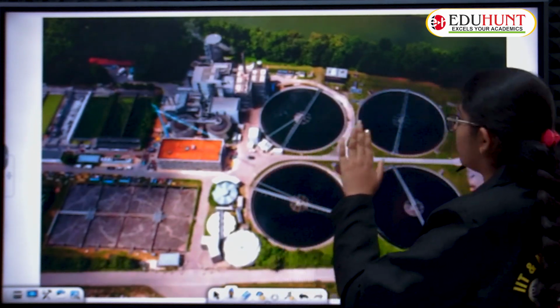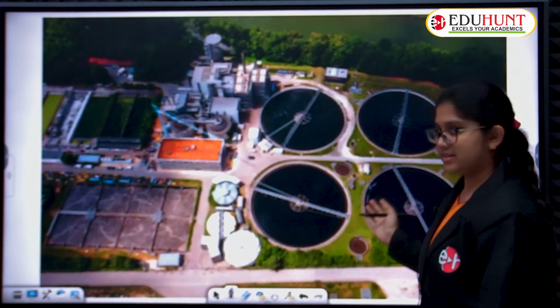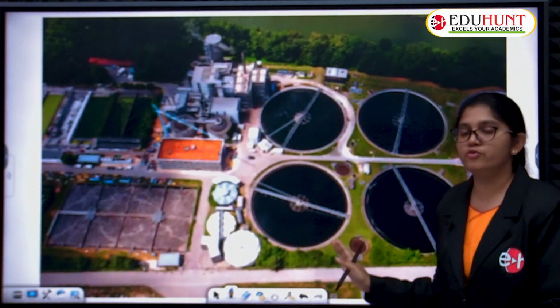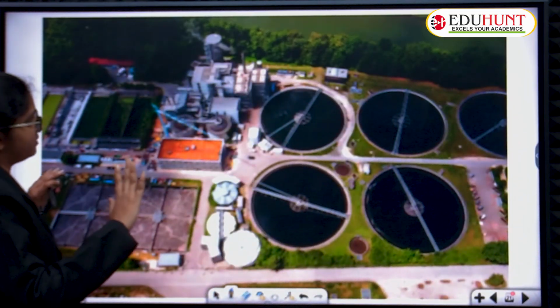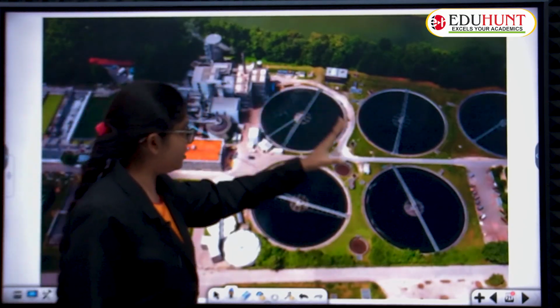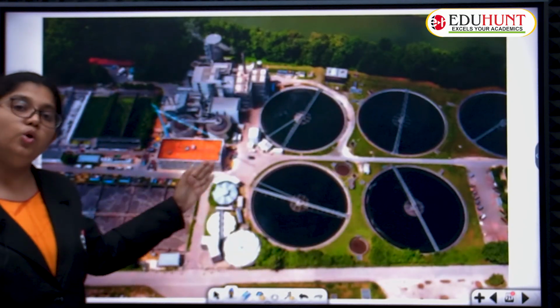Here is a picture from the top of the sedimentation and all these things. Okay, the plant, which means it is purifying all the water, the water plant. This is how we get the wide view from the top. So this is all the process, children, where we are processing impure water into pure water.